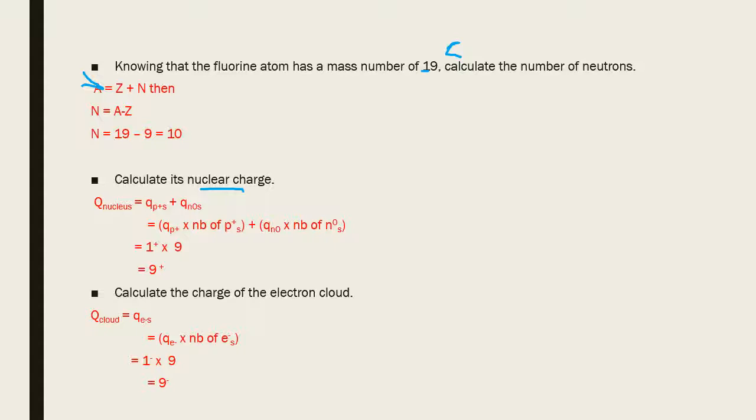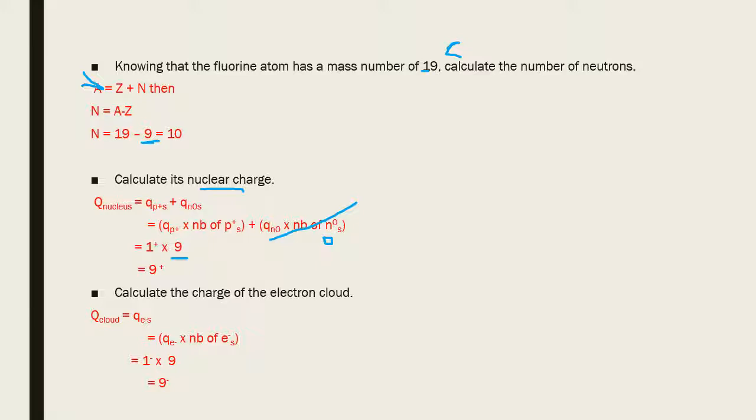Calculate the nuclear charge, just as we did before. The charge of the nucleus is the charge of the protons plus the charge of the neutrons. The charge of the protons is the charge of 1 proton times the number of protons. The charge of 1 proton is always 1 plus, times the number of protons. We said that the number of protons is 9. So here it's 9, plus the charge of the neutrons times the number of neutrons. Remember, this is 0. So the charge of the nucleus is dependent on the charge of the protons, because neutrons don't have a charge. Their charge is 0. So the answer is 9 plus.